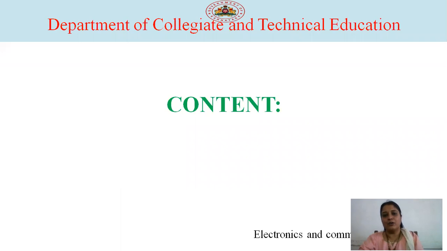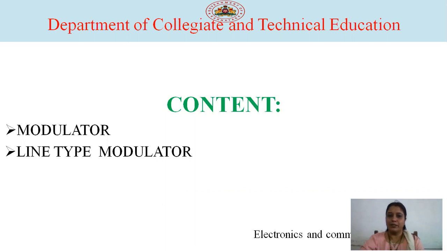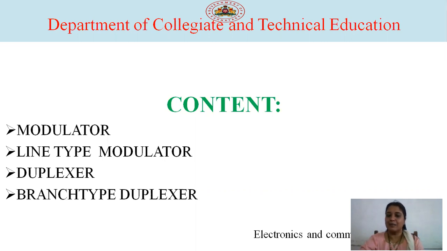The content we are going to cover in this particular session are the modulator, the line type modulator, and the duplexer, and in that, the branch type of the duplexer. That is, in this session we are learning about what the modulator circuit is, and in that, one type of the modulator is the line type modulator. Also, what the duplexer circuit is, and among that, one type of the duplexer is the branch type of duplexer. Therefore, all these topics we are going to cover in this session.